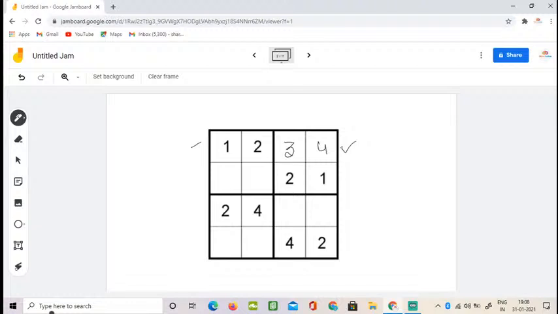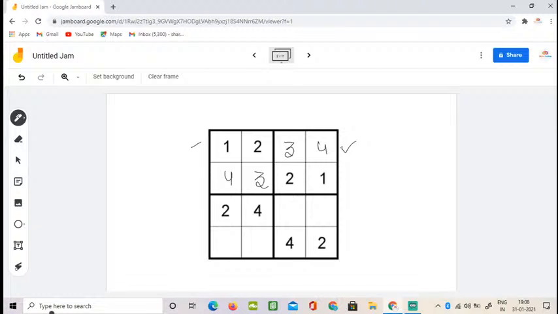So in this row 1 and 2 are there, so the leftover numbers are 3 and 4. Again you should not give the 4 over here because in this column 4 is there. So now let me give 3 over here, and over here it will be 4. So hope till now understood.